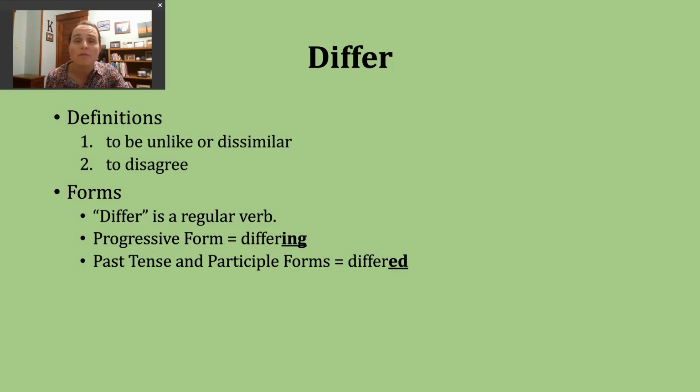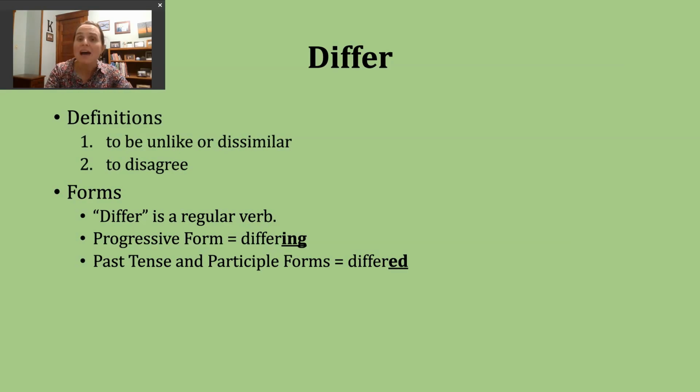To make the progressive form of the verb, all you need to do is add ing. That forms differing. The past tense and participle forms of our verb can be made by adding ed. Our base verb, differ, ends in a voiced R sound. This means our ed ending is just going to make a D sound, and I'm not going to add an extra syllable as I say it. The past tense and the participle forms of our verb should sound like this: differed, differed.